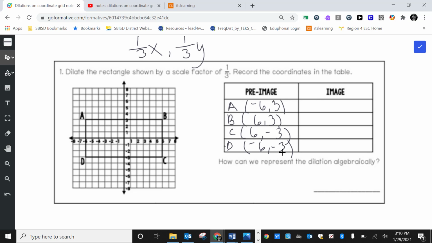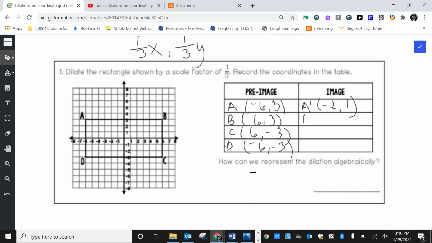We're going to find the image, so that's going to become A prime. And A prime is going to be -6 times 1/3. So I'm going to do that in my calculator if you don't know it. -6 times 1/3 equals -2. So my new x coordinate is -2. And then 3 times 1/3, if you don't know it, put it in the calculator, is 1. So that's my A prime.